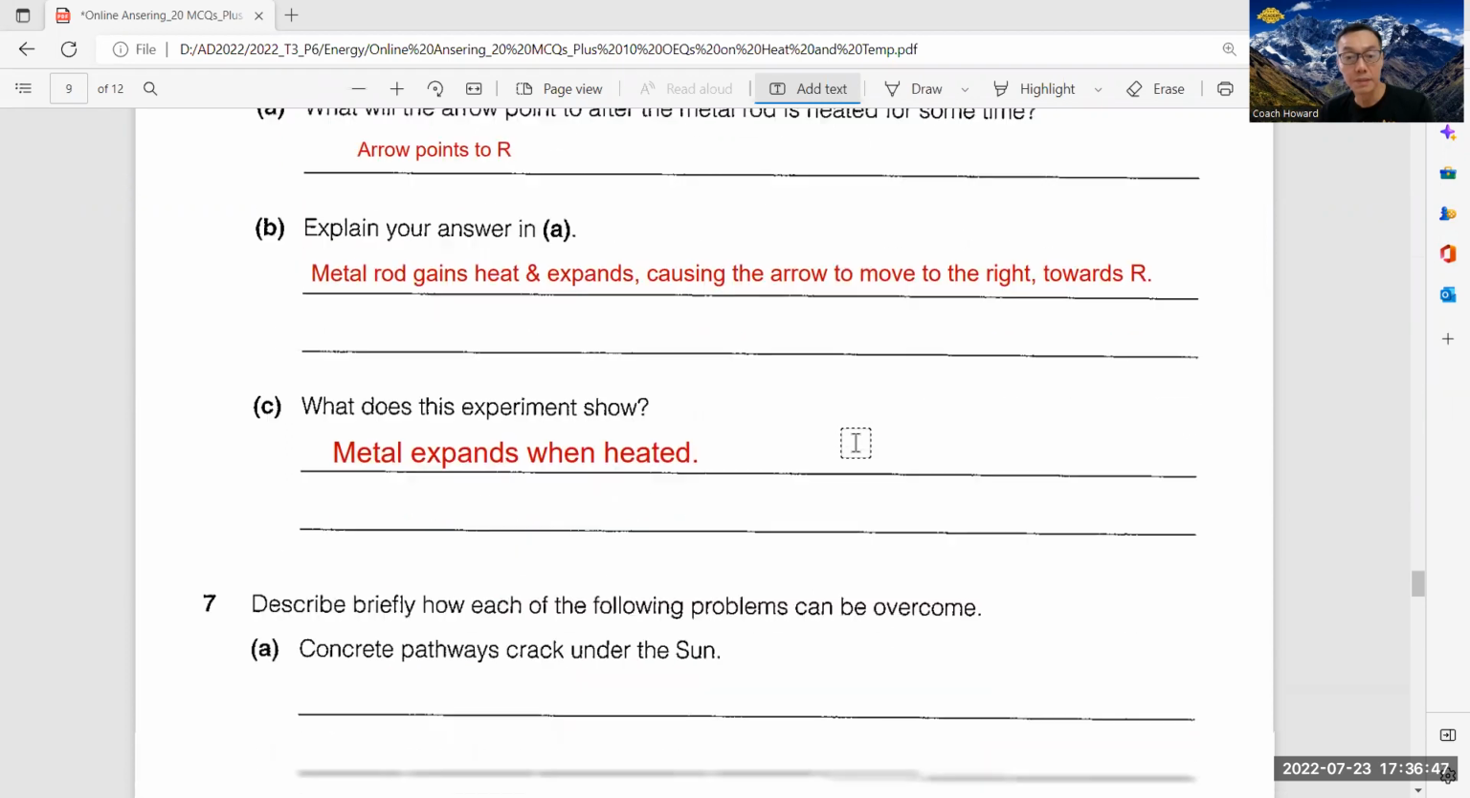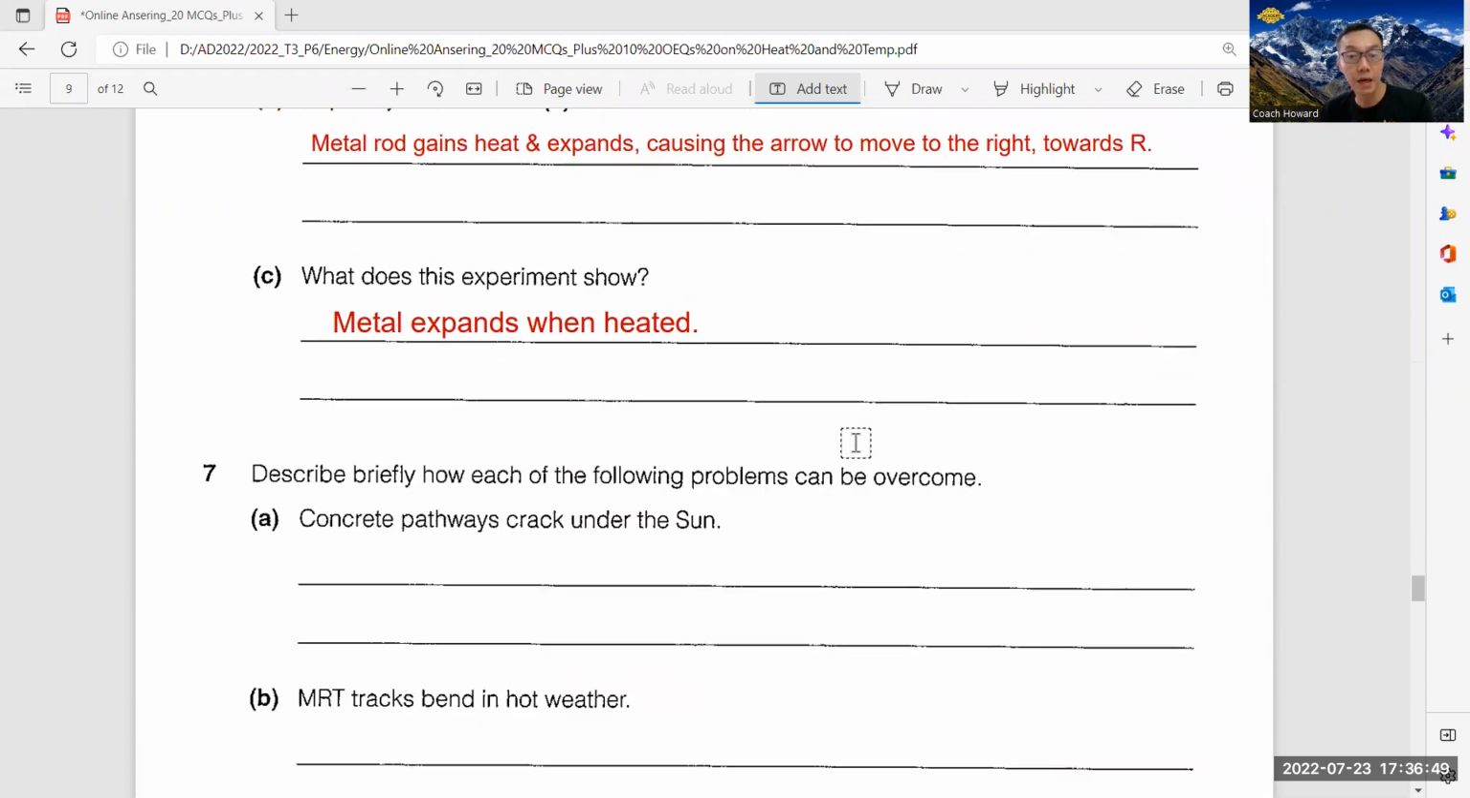Next question. Describe briefly how to overcome each of the following problems. This one you talk about the problem. It's not about what causes them, but how to overcome this problem. So the concrete path cracked under the sun. Remember just now the earlier multiple choice question, right? We leave a gap in between. So we can say install expansion gaps or leave gaps between the concrete paths.